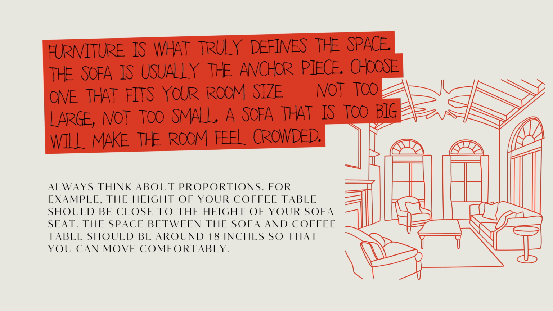Always think about proportions. For example, the height of your coffee table should be close to the height of your sofa seat. The space between the sofa and coffee table should be around 18 inches so that you can move comfortably. If your room is small, consider multifunctional furniture, like ottomans with storage or nesting tables that can be tucked away.